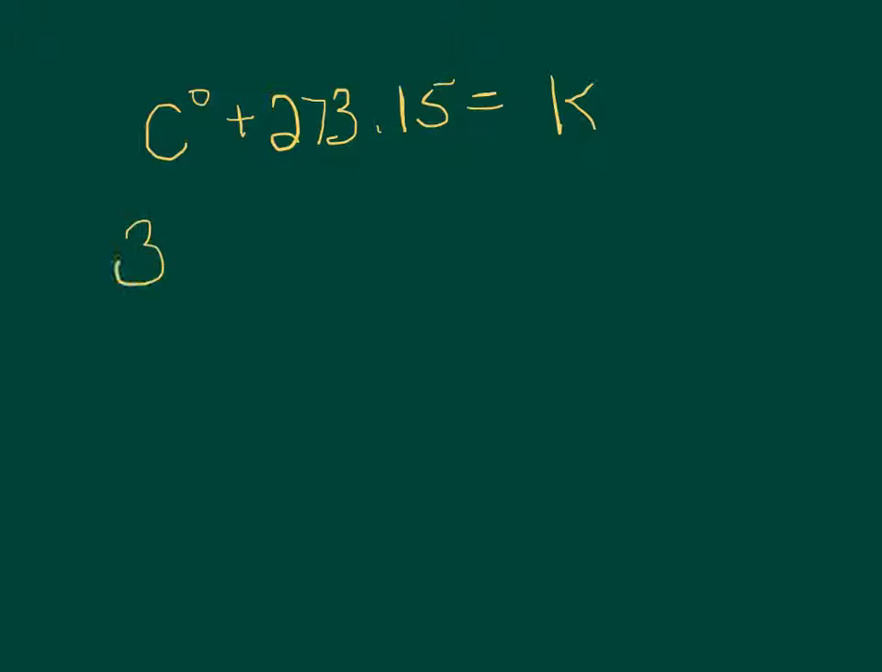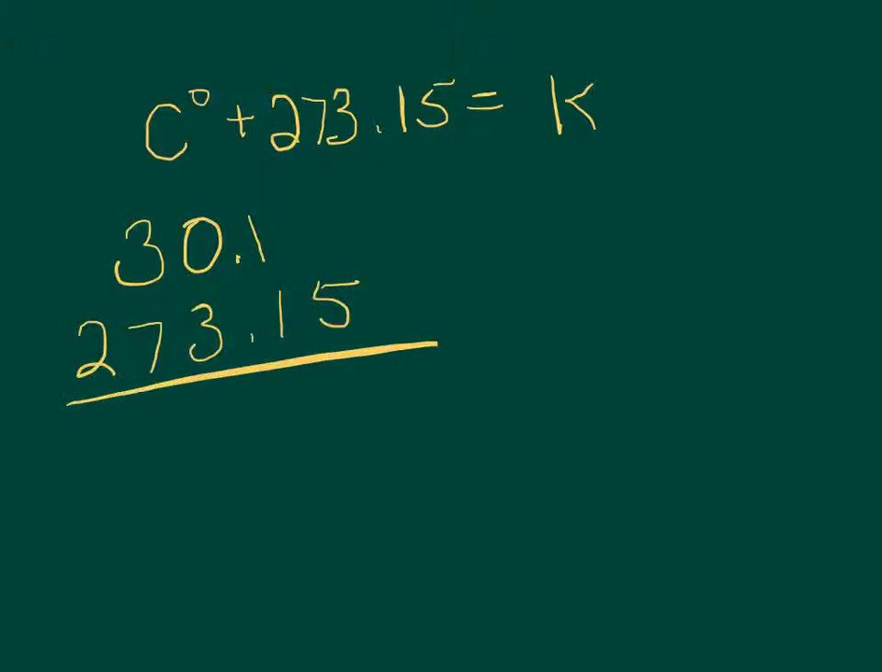So if my Celsius was, say, 30.1, I would add 273.15. I get 303.25.